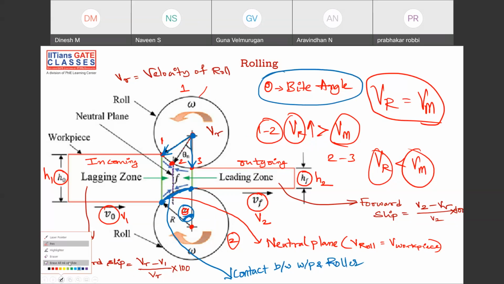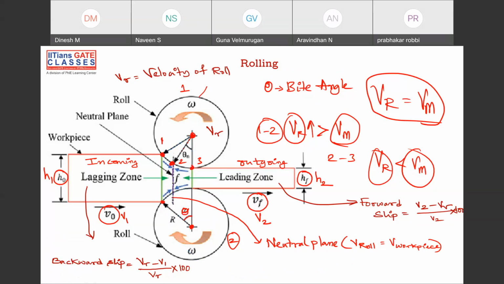And also, if you see the point at which the neutral plane, this is called the neutral plane, no? And the angle from the neutral plane to this point is known as the angle of nip, but as of now we don't need to remember that. That is also having some angle, but we have to know this is what is the bite angle. Bite, in the sense that the roller is biting the workpiece, or the workpiece is biting the roller. There the contact is happening. Okay, so that is what is contact.